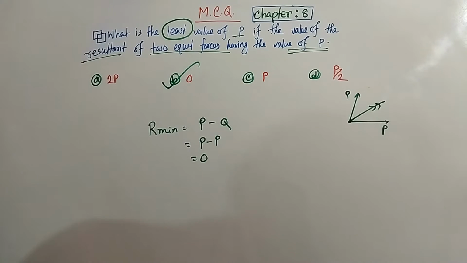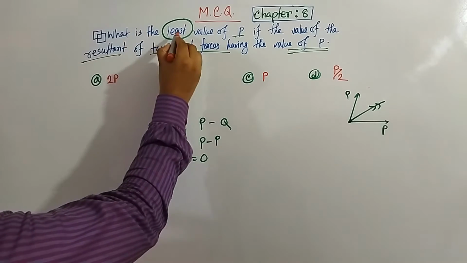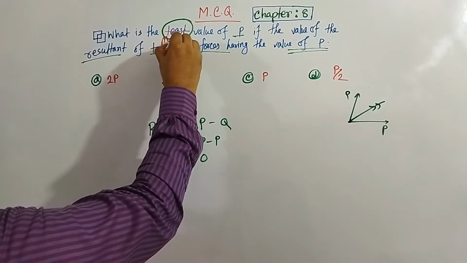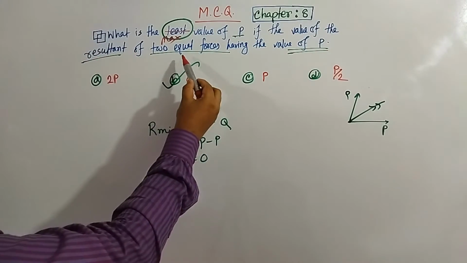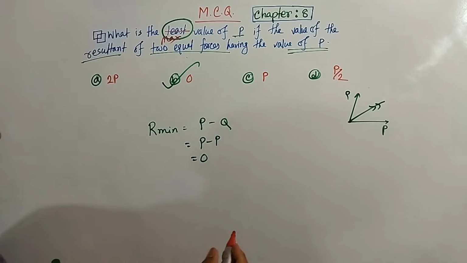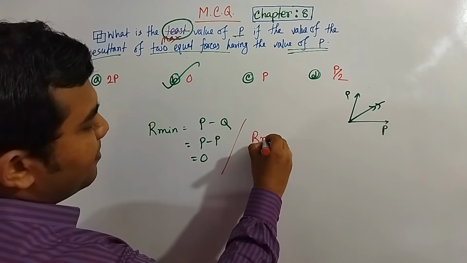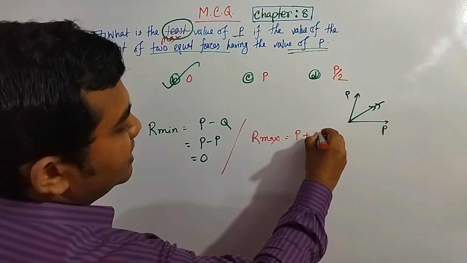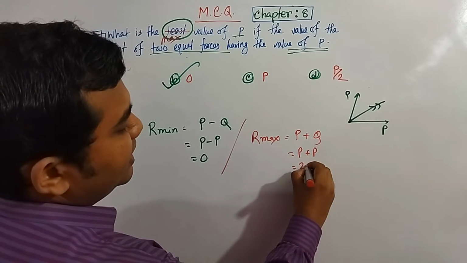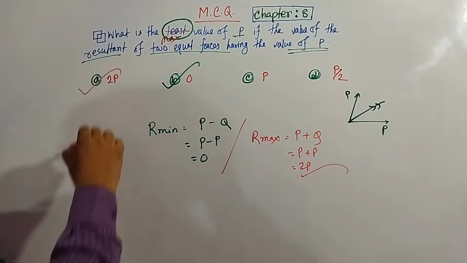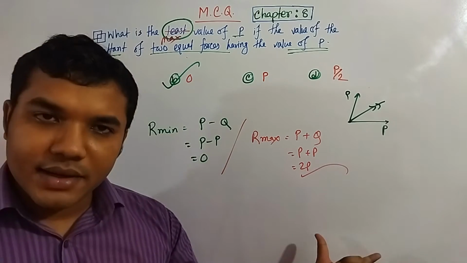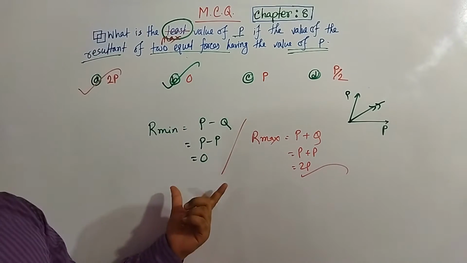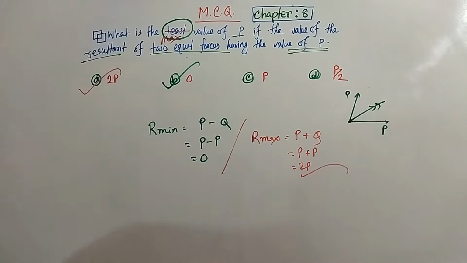Clear? But if the question says what is the maximum value of the resultant of two equal forces having the value P, on that time our answer would have been R max, that is P plus Q. That means P plus P, so the answer would have been 2P. So if the question says maximum value, it should be added, but if it is minimum value then it should be subtracted from each other. Clear? Okay, now we are going for our next problem.